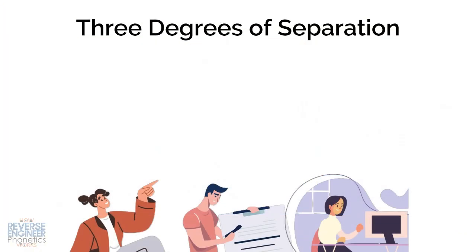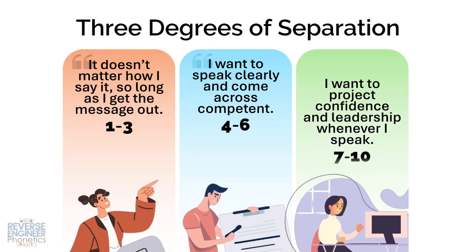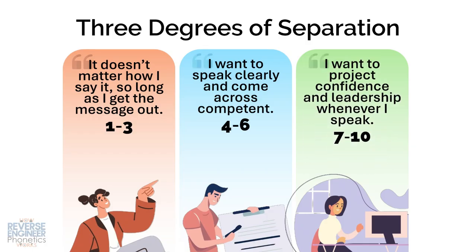At the start of a Reverse-Engineer Phonetics workshop, each learner is assessed on their current level of speech proficiency. Yes, every learner. Most learners say this is the first time their level of speech proficiency is assessed this way. Anyone who's serious about improving their speech should aim to be in the 7 to 10 point bracket by the end of the training.